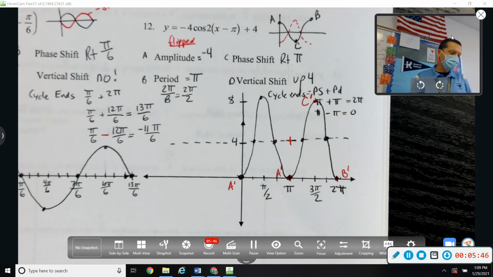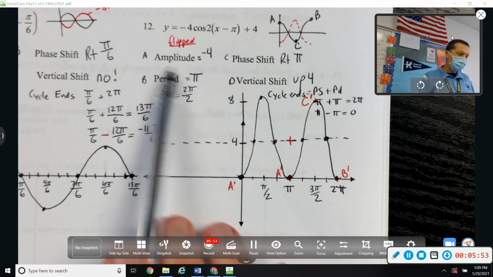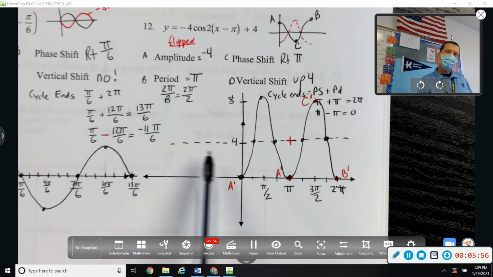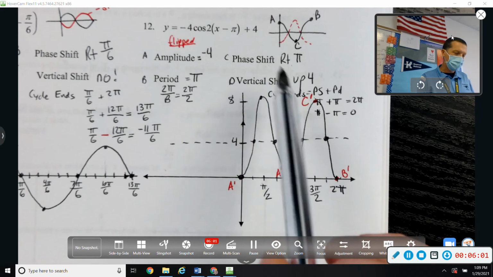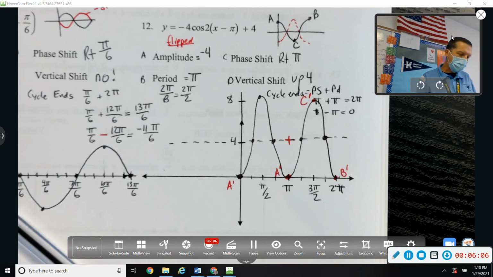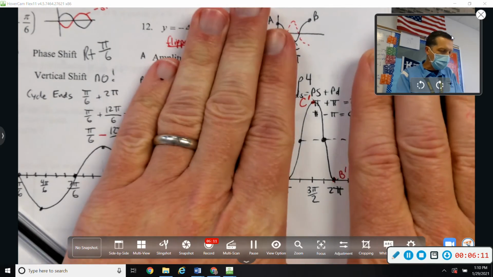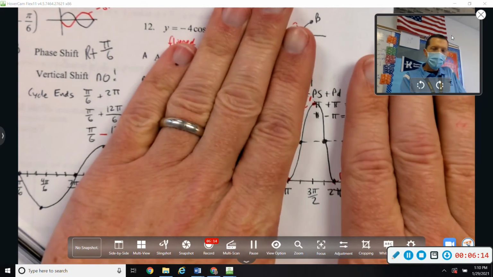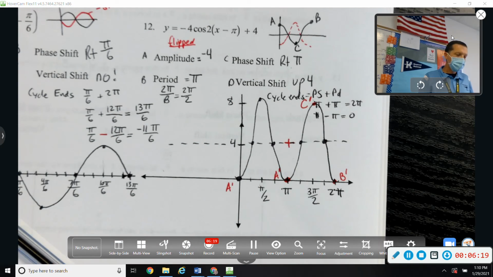So there's 2 cycles of my cosine graph. It's not a bad idea to go back and check and see that your picture matches your words. That's always a good idea for parent function type stuff. Up 4, yep, we went up 4. Right pi, yeah, we shifted over pi. Period was pi, so if I look in between 0 and pi, or pi to 2 pi, I should see a full cycle. And the amplitude was 4, but it was flipped. So it's pretty quick to check and see that it makes sense.